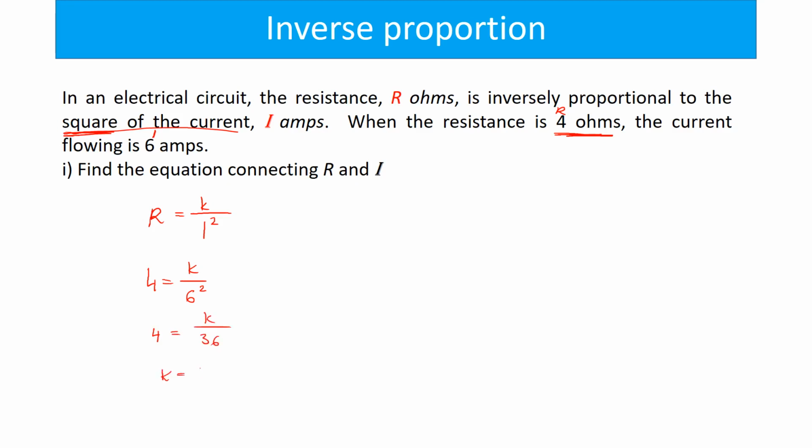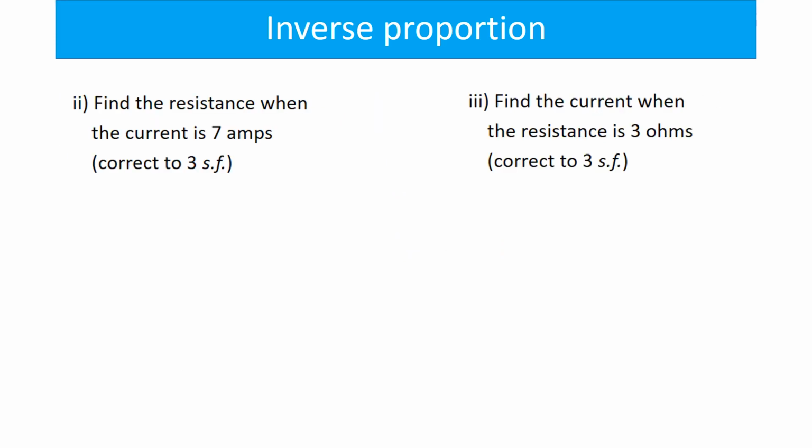Now to find the value of k, we need to multiply 4 and 36, and the value of k is 144. So the formula is R equals 144 over I squared. This is the formula. Now we can use this formula to find some missing values. First, find the resistance when the current is 7 amps.